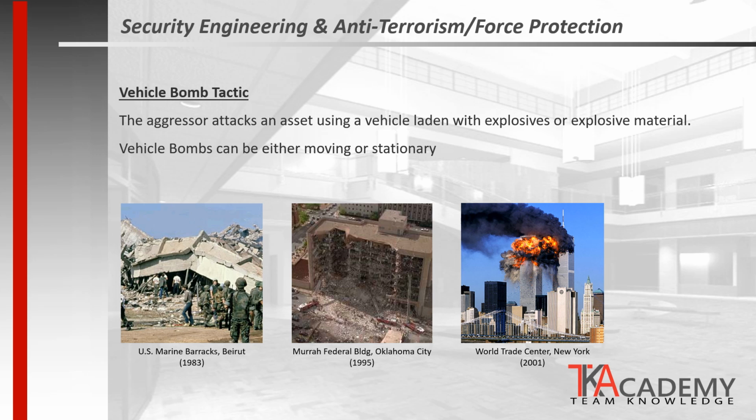The Murrah Federal Building in Oklahoma City in 1995, where a vehicle laden with explosives was parked adjacent to the building when the explosives were detonated, destroying most of the building. And the 9/11 coordinated attacks in New York City and Washington, D.C. in 2001, where aerial vehicles were flown into buildings, destroying both the World Trade Center towers and severely damaging the Pentagon building.